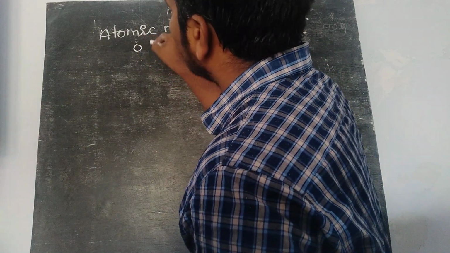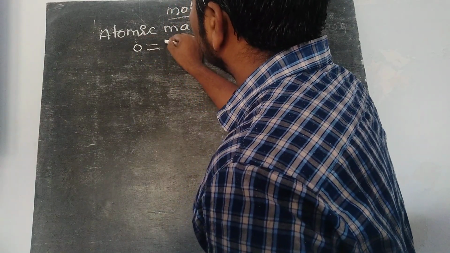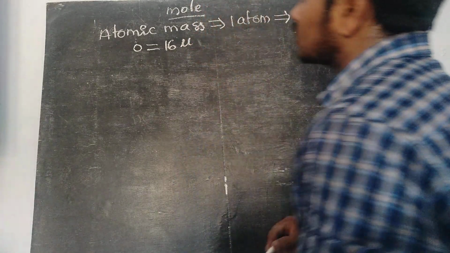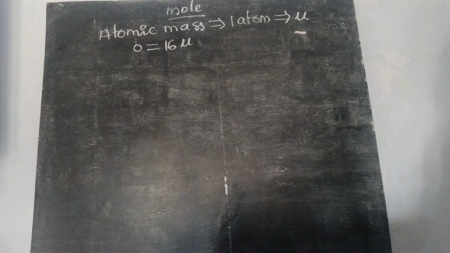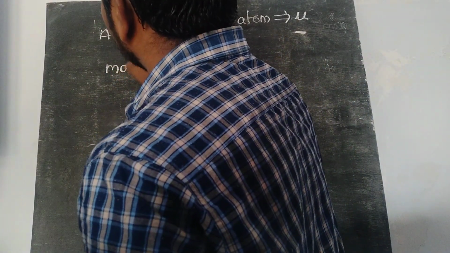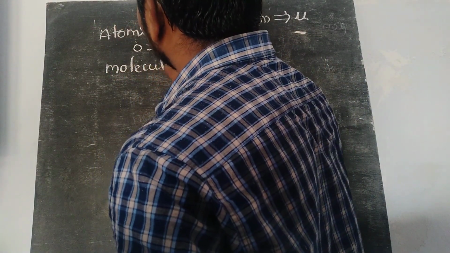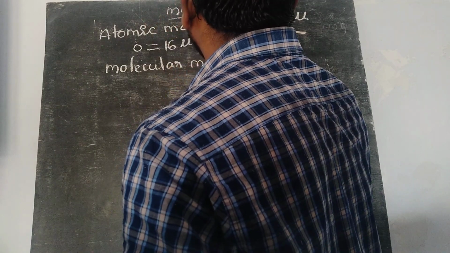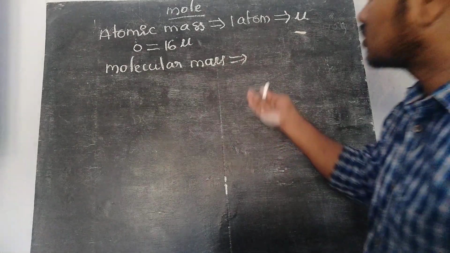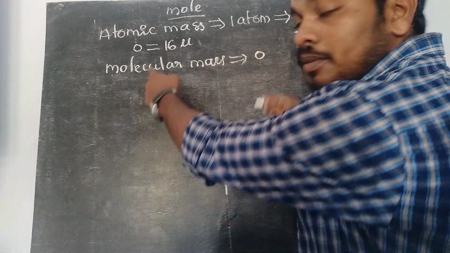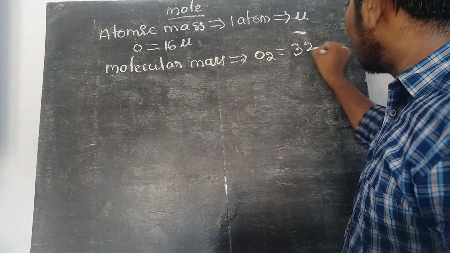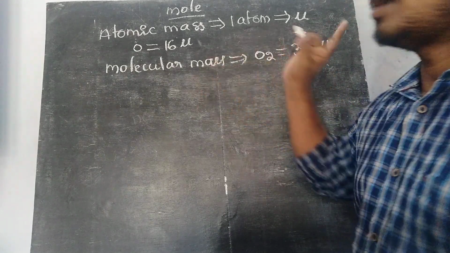So for example, oxygen atomic mass, how much? Oxygen atomic mass is 16. If you represent it with u, that is called 16 u atomic mass. Next, the molecular mass. What is meant by molecular mass? The mass of one molecule. For example, same example, I am taking oxygen. O2 is equal to 32 u. Molecular mass we are representing.